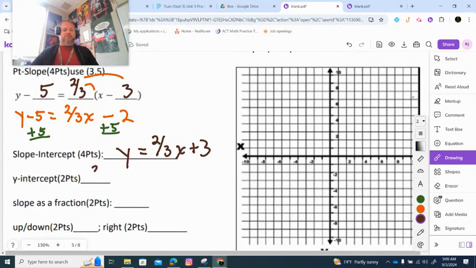So y-intercept should be 3. Slope is a fraction. If you have a slope that is a fraction and you mess it up as a fraction, okay, I don't know what to do for you.